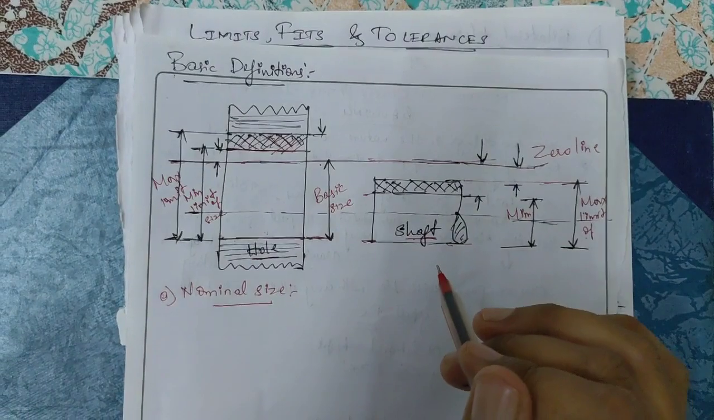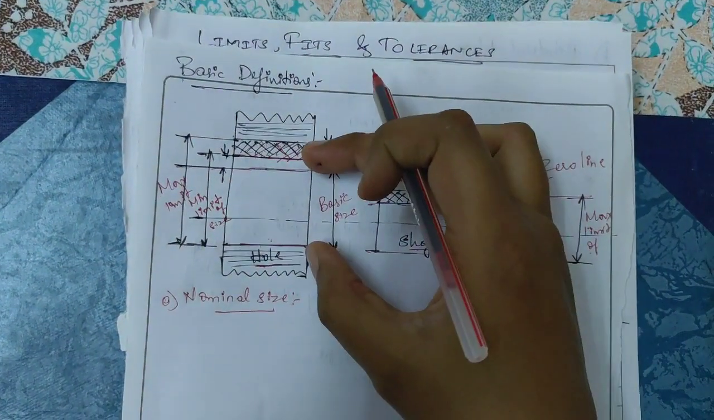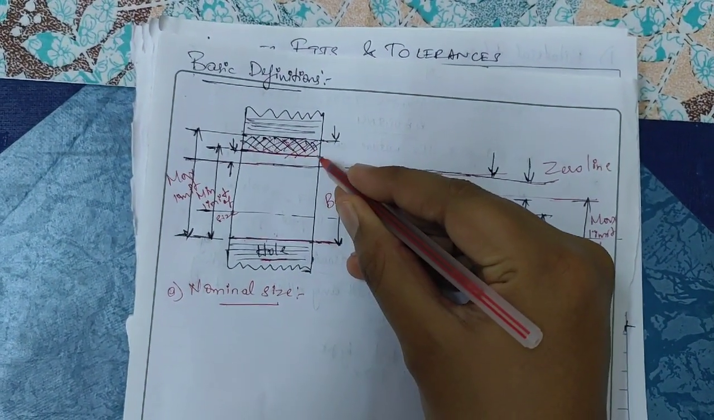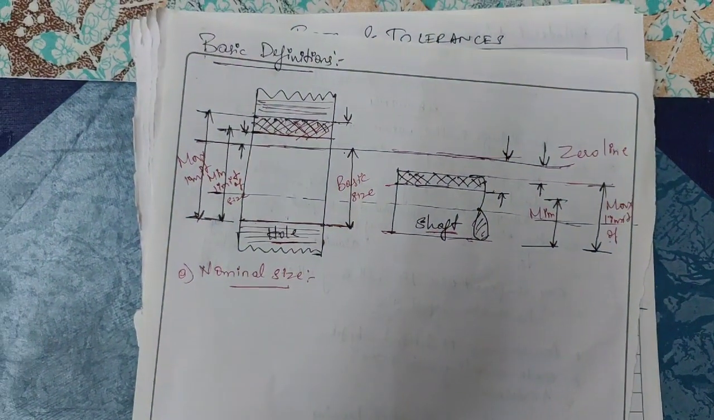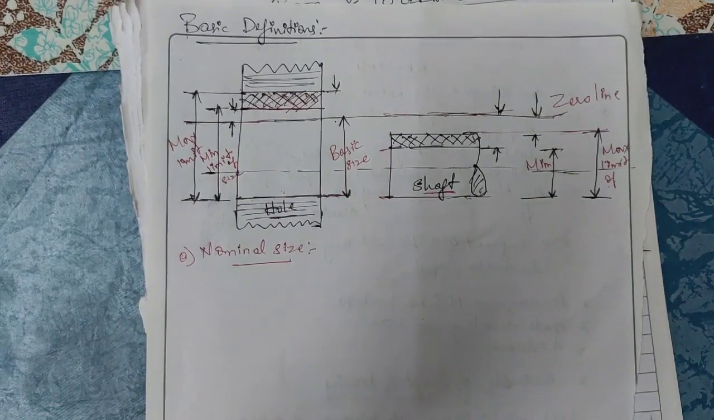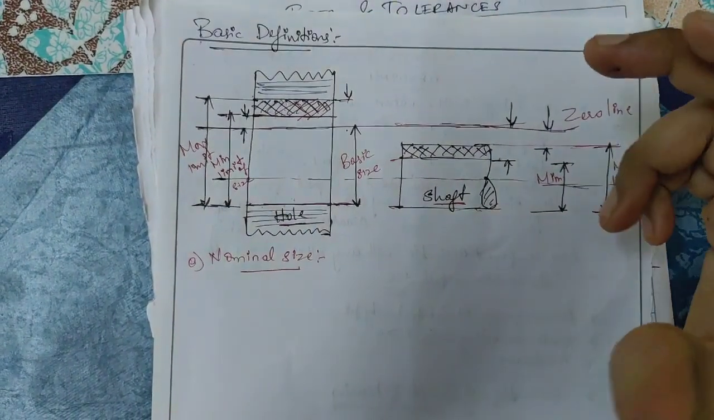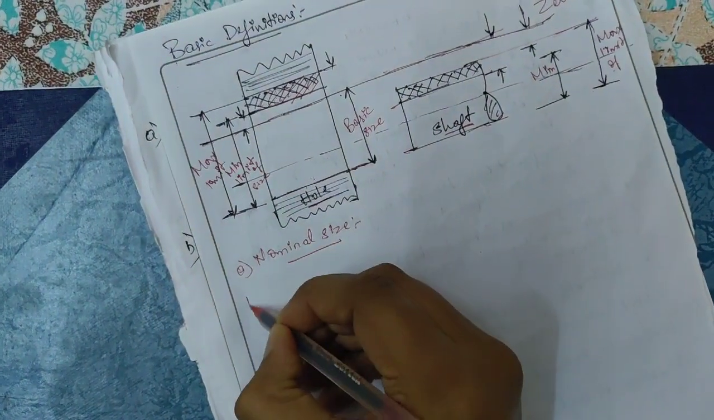Now, what is the actual size? Actual size is a measured size. From here to here it is the measured size of the component. It gives the actual deviation from the size given in the drawing. Then, actual deviation is another one.